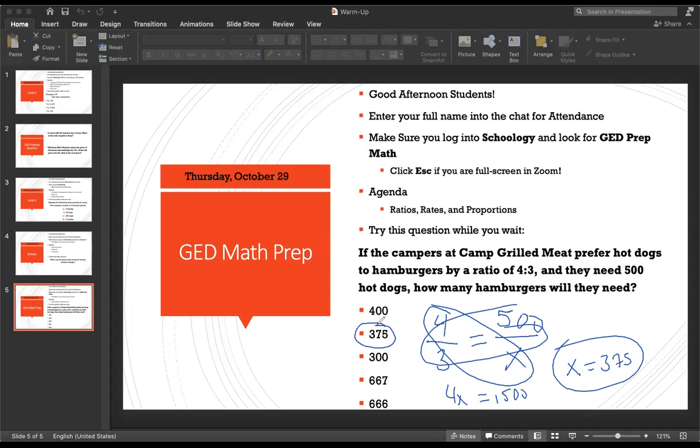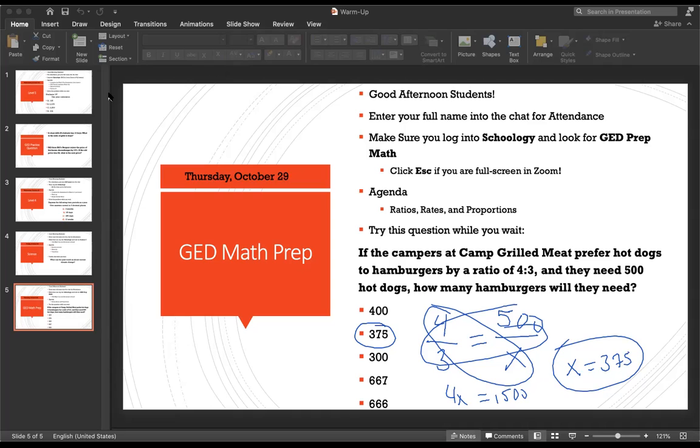This is a great example of using your proportional reasoning skills. You are given something that is true, and then you're given something else that is true, but you're missing a part. Then you just set those two things equal and cross multiply to solve. Cross multiply, set the cross products equal to each other, and then divide to get your missing value. All right, so x is 375.